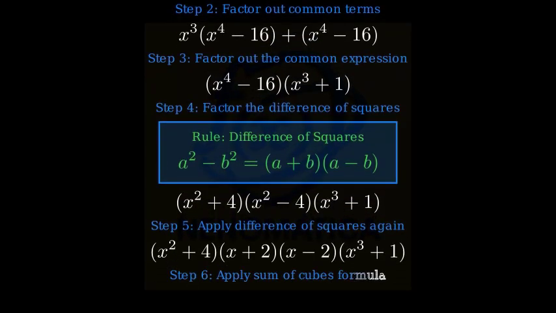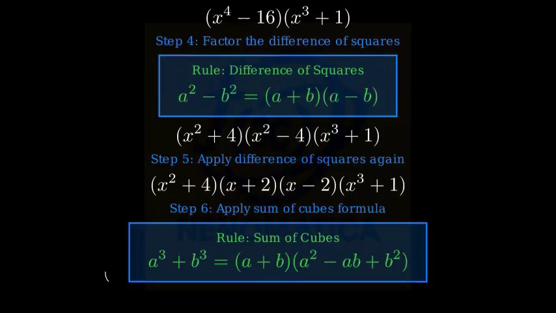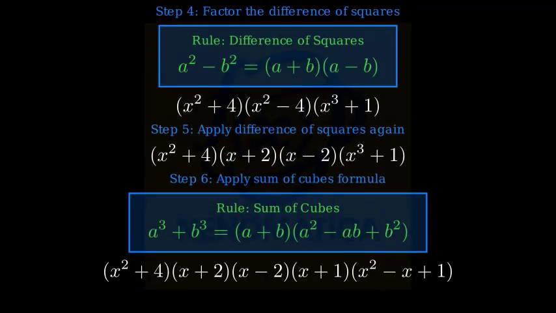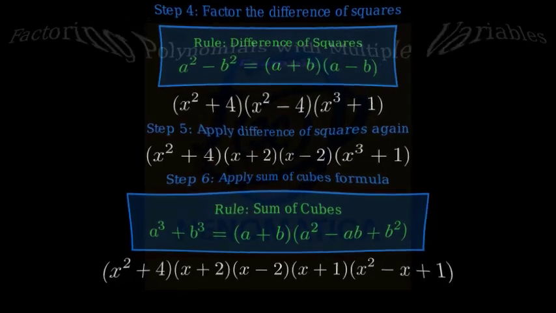Finally, we can apply the sum of cubes formula to factor x cubed plus 1, just like we did in the previous example. x cubed plus 1 equals the quantity x plus 1 times the quantity x squared minus x plus 1.